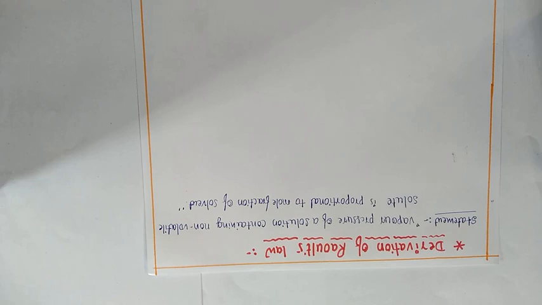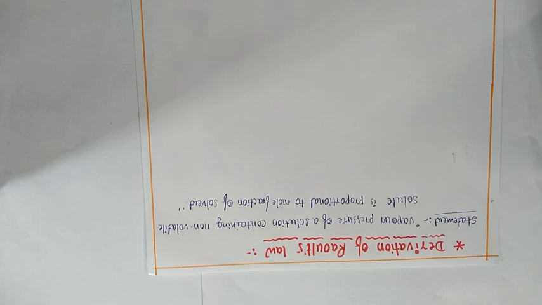In previous classes, we have studied the colligative properties and Raoult's law. In colligative properties, the first one is relative lowering of vapor pressure. In that, we have to study the derivation of Raoult's law. In previous classes, we studied the first colligative property, that is relative lowering of vapor pressure, RLVP.